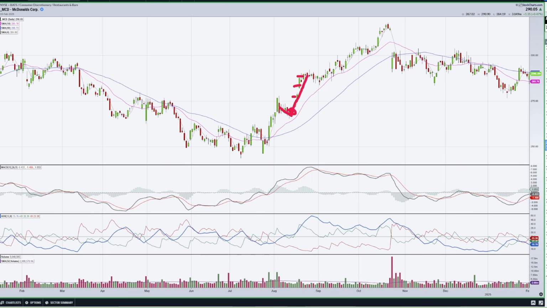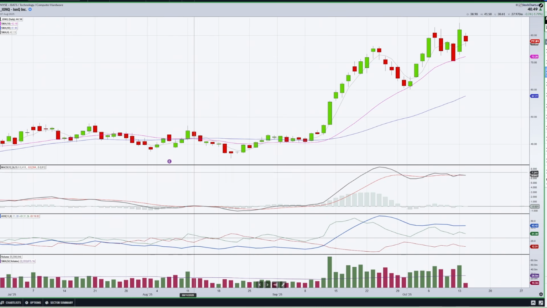Or you could just scale out, but I would scale out more aggressively than I typically would in our standard 2 time frame pullback trade. All right. Now, here's another example of this.